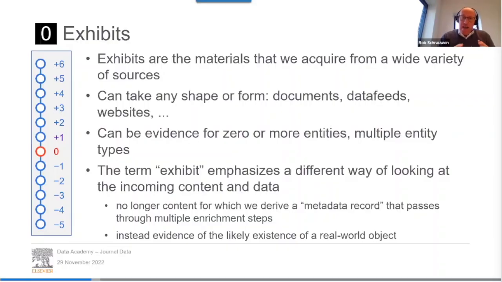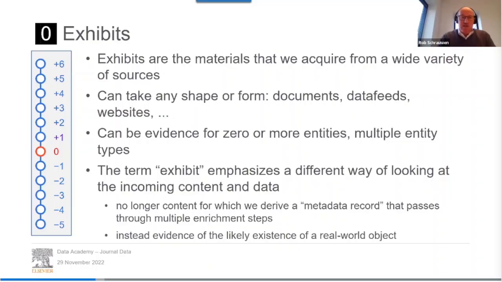And an exhibit can also give rise to the existence of multiple entity types. For instance, if you have a journal article, it is an entity in itself, the work, the scientific output, but in it you will find author names, affiliations, which all indicate other entities in existence. So an exhibit is the exhibit often of many, many entities.